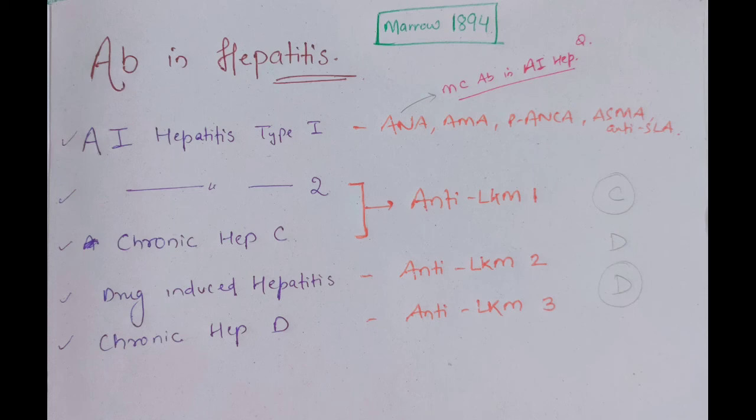Now I am sure this must be looking very confusing to you, and perhaps it is, but once you watch the video once and twice, write down all these things on your own and then refer back to the Marrow Pearl number 1894 and you can easily recall all of them. One more point, ANA, that is the antibody in autoimmune hepatitis type 1, is the most common antibody.